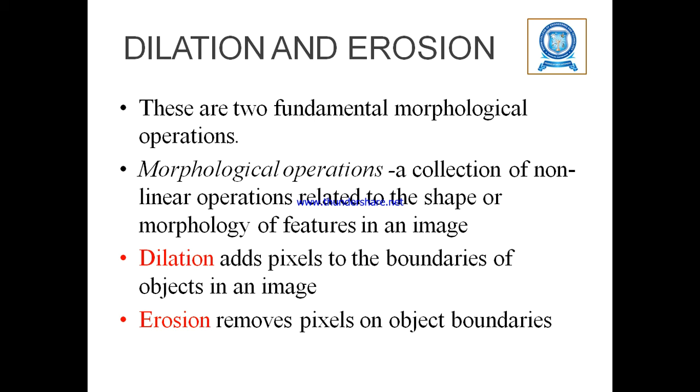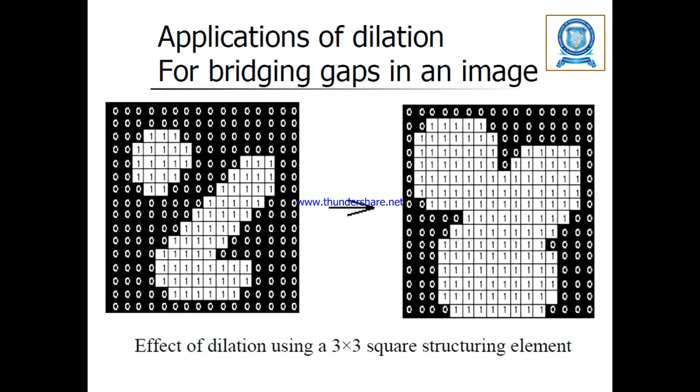Dilation is nothing but adding pixels to the boundaries of an object in an image, whereas erosion means we will be removing some of the unwanted pixels that are present in an image or on object boundaries. We will see an example so that you will get a clear understanding of dilation and erosion. So now we are considering an image, the application of dilation for bridging gaps in an image.